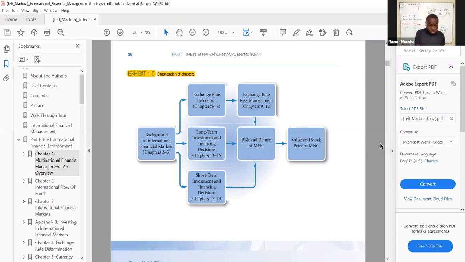So let's end here today. In the next class, we're going to be looking at chapter 2, which looks at the international flow of funds, because this allows us to have a better background on understanding how the international financial markets work. Now that you have the understanding of the international financial markets, the idea is to find out how we come about understanding the exchange rate risk and all other factors that also end up affecting the valuation of the multinational corporation as well.